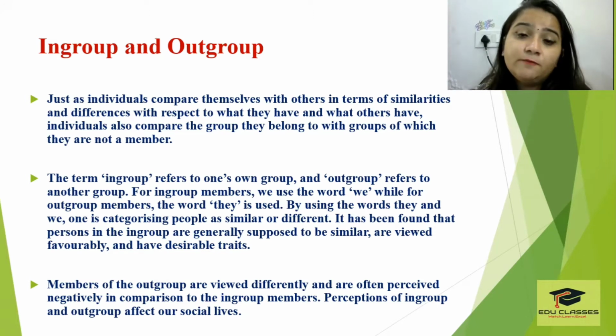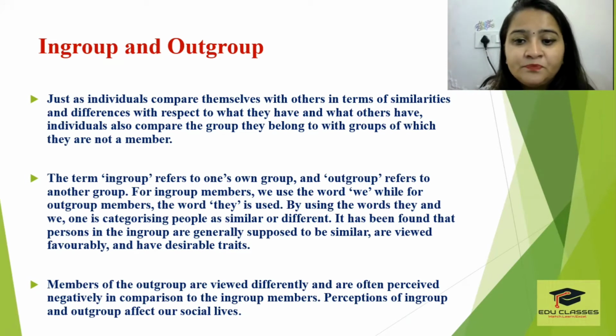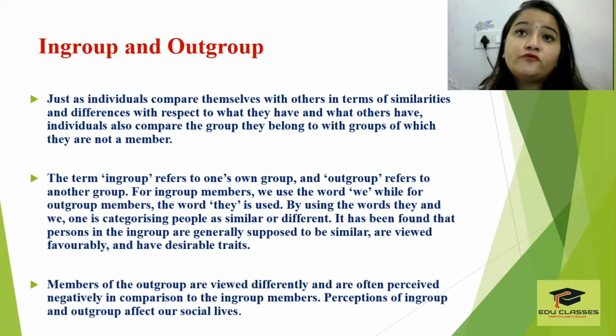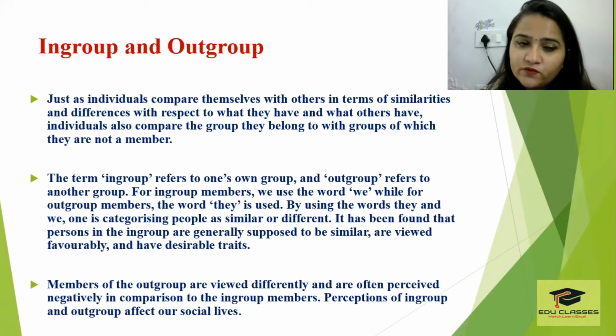We always feel that the members of our group are better than the members of the other group for some reason. And perception of in-group and out-group affects our social life. Of course, how we perceive our in-group and out-group will also affect our social life and who we interact with. So these are the three kinds of group that we cover.